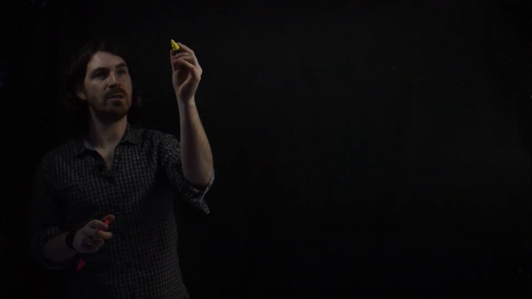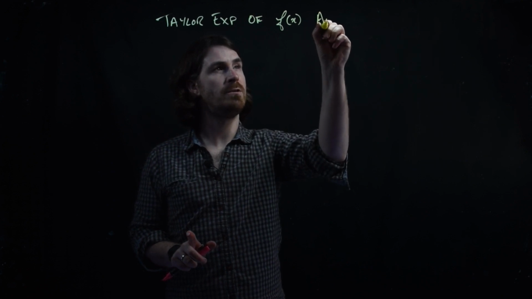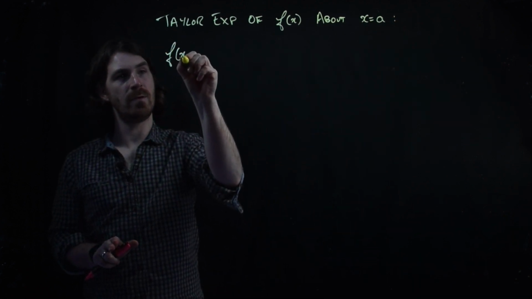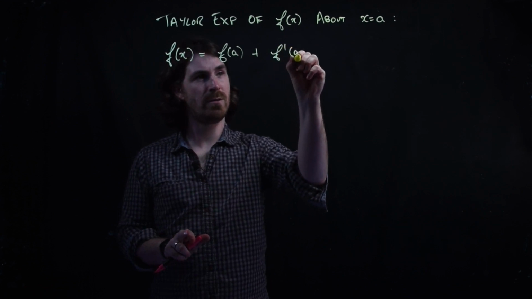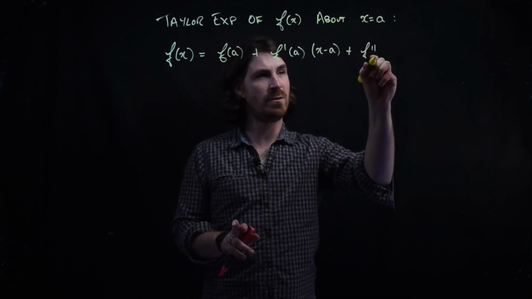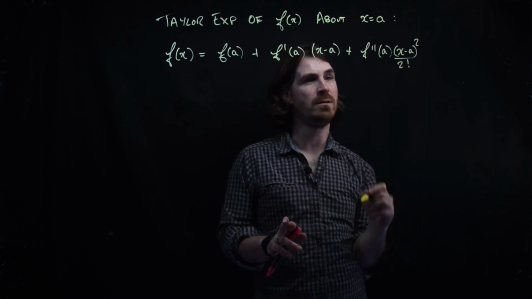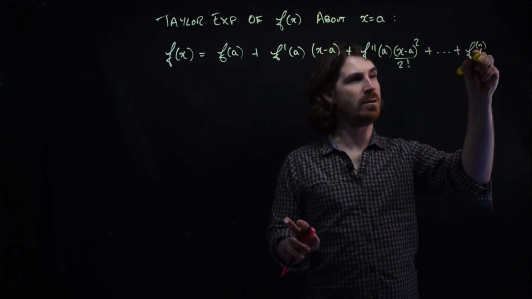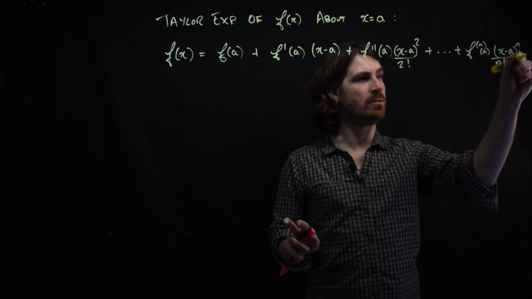Okay, so what we saw was that the Taylor expansion of our function f(x) about some point x = a was given by the following: f(x) equals f evaluated at that point a, plus the derivative of f evaluated at a times (x minus a), plus the second derivative of the function at a times (x minus a) squared over 2 factorial, plus, and then the general nth term was the nth derivative of the function evaluated at the point a, multiplied by (x minus a) to the n over n factorial, and you keep going.